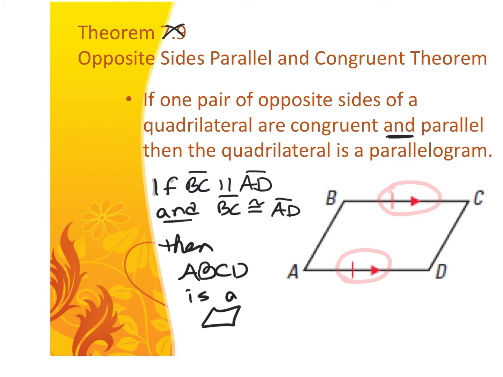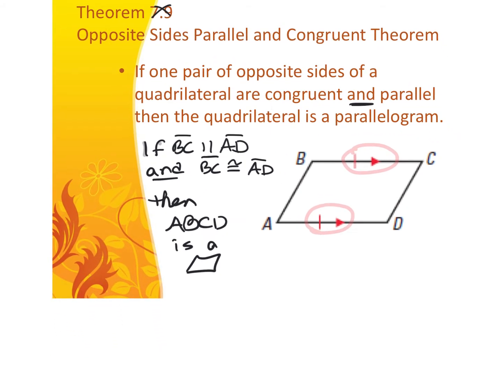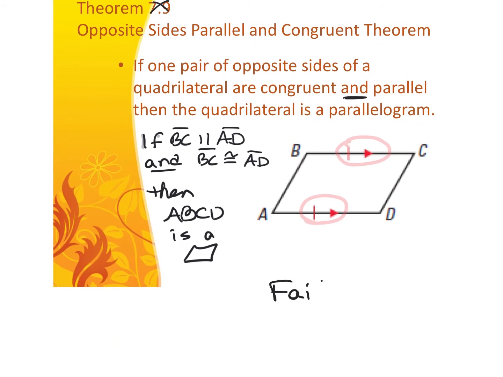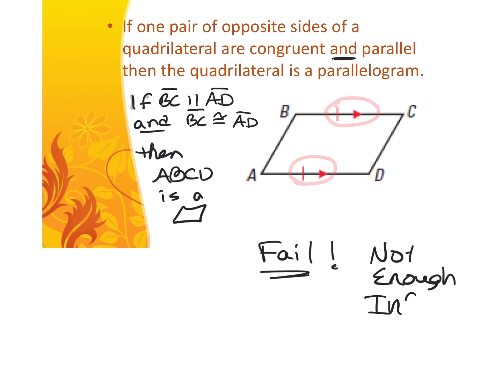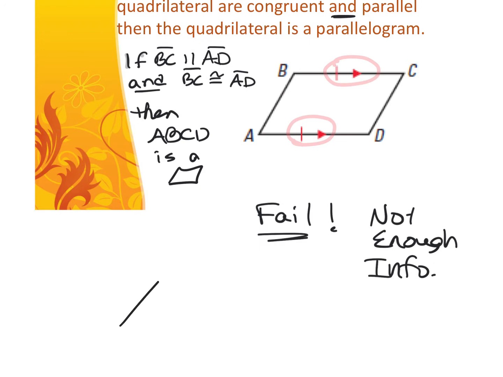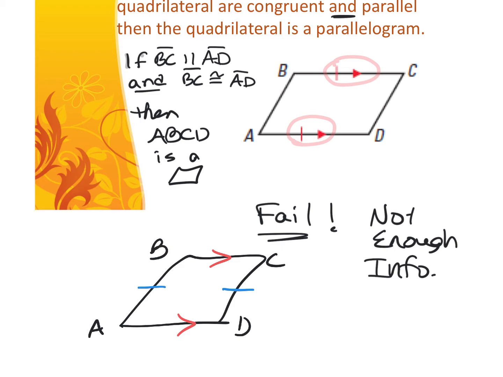Now I'm going to show you where, if you have a parallel mark and a congruency mark, and it's not on the same pair, then that's not enough information. I'm going to draw a parallelogram for you to show you an example of where this fails. So this example that I'm showing here is the fail. It's not enough. So if I were to draw the same parallelogram, ABCD, but if I put the parallel mark here and the congruency mark here, it's not on the same pair, so this is a fail. Okay, so it must be on the same pair.